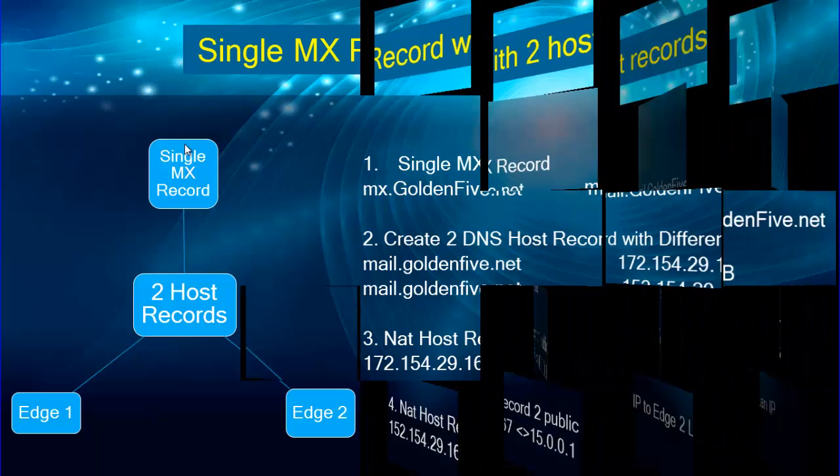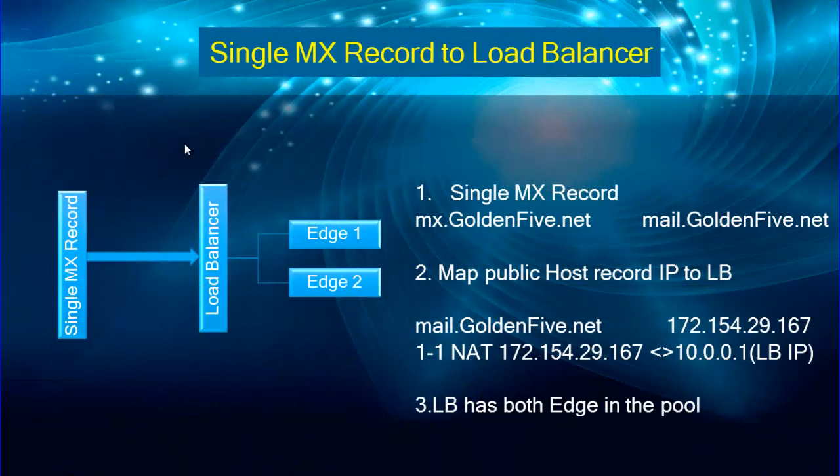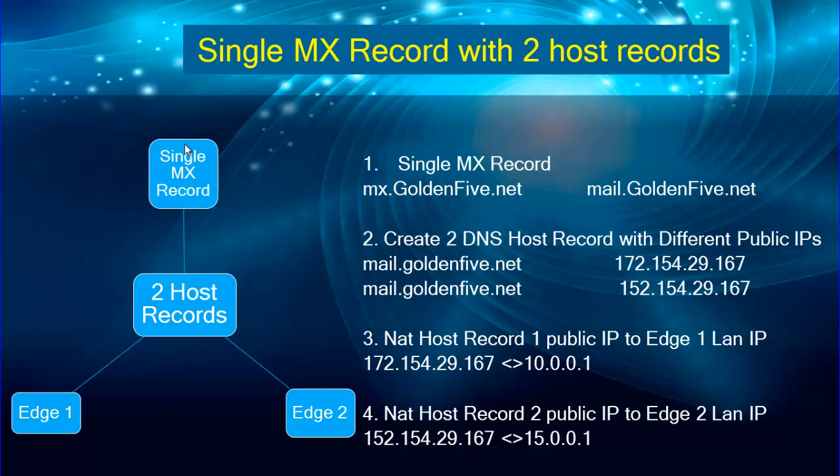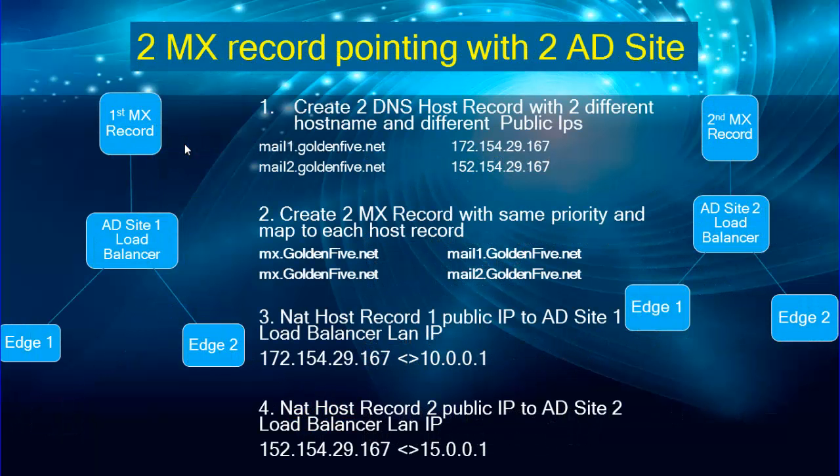So previous one, I'll go back. Let me clear this. So this one has one MX record, one public IP host record, and here we are doing load balancing based on the load balancer. We move to the second scenario where we are doing load balancing based on the DNS round robin. So we are leveraging the public DNS for DNS round robin, and then it goes to the edge servers directly.